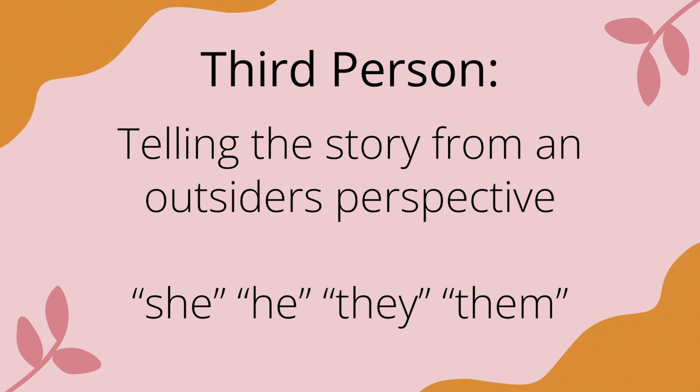In the third person, you're telling the story from an outsider's perspective. You're using words like she, he, they, and them. There are two different ways that you can do third person. You can do a limited third person, which means that you're really closely following a character, but you're still telling the story from a third person perspective.